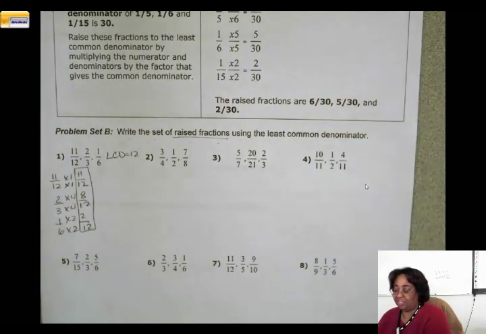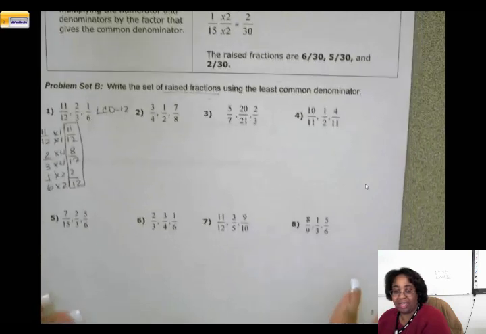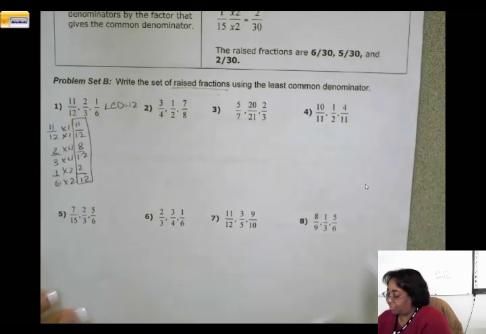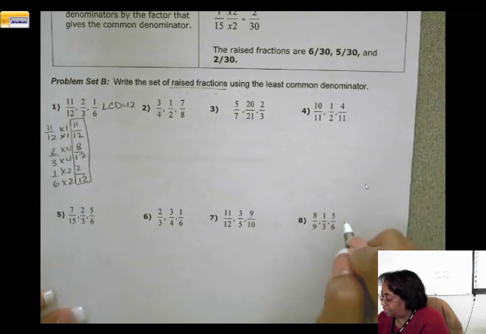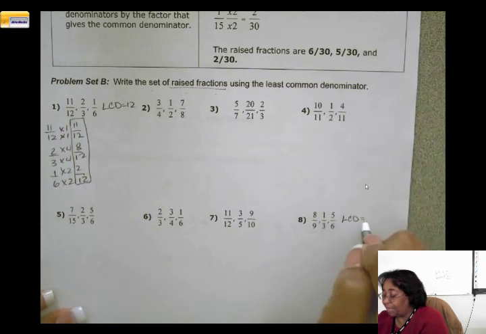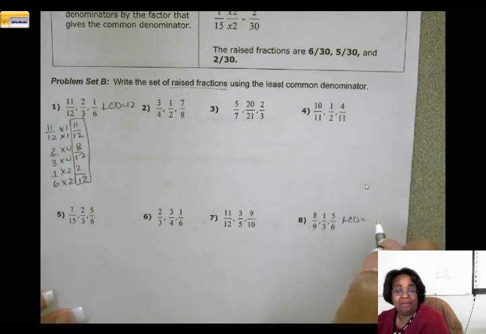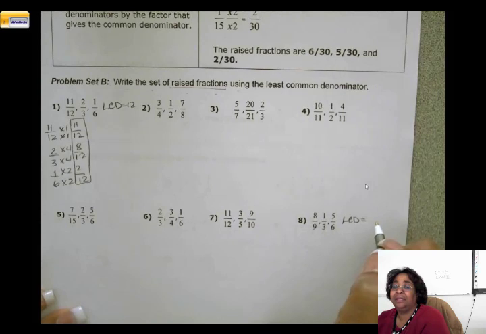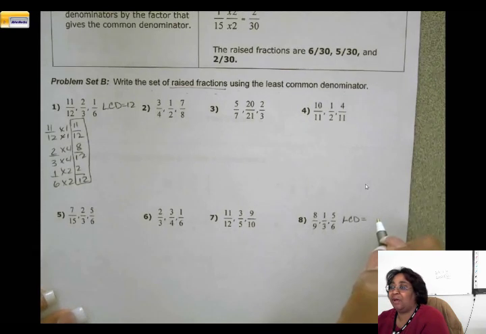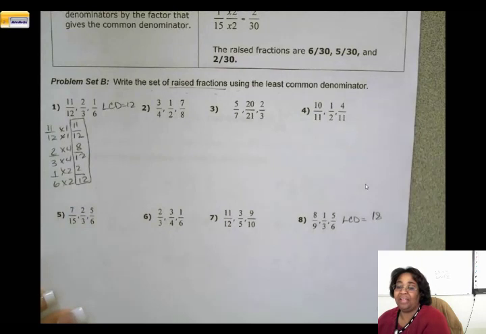On the same page, let's just do number 8 to make sure you guys got it. On number 8, what's the LCD for 9, 3, and 6? No, 6 won't go into 9 evenly. 3, no, 3 is too small. 9 doesn't go. 18. Okay, we're not looking for a factor, Bree. We're looking for an LCD, a number that all of them go into evenly. The smallest possible number, and that's 18.